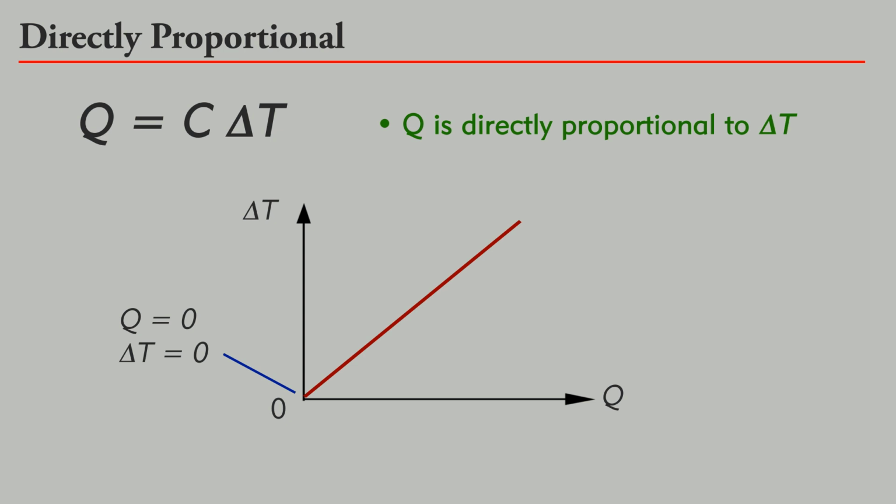This is reasonable because when Q equal to 0, there is no heat supply. The temperature remains unchanged, that is delta T equal to 0. Remember, for directly proportional, the graph is a straight line passing through the origin. When one quantity is 0, the other must also be 0.